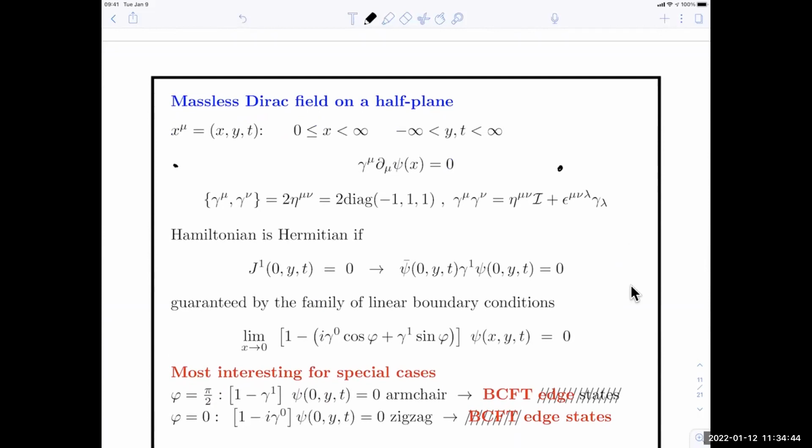So I have a quantum field psi which satisfies that equation, and it lives on a half space, which I will take in all subsequent formulae to look like this. So it's cut along the y-axis in the xy plane. So the x coordinate goes from 0 to infinity, and then y and the time coordinate take their usual values on the entire real line.